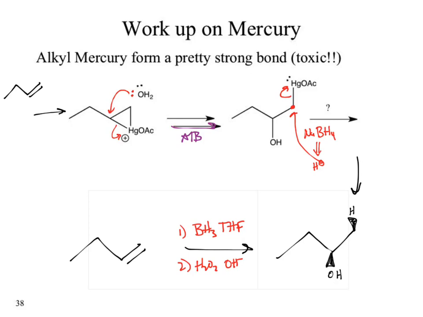What's the electrophile in BH3? The boron. Our nucleophile? H minus. Where's the most positive carbon in our alkene? The left one. Match charges, what happens? It's going to place the BH2 here.